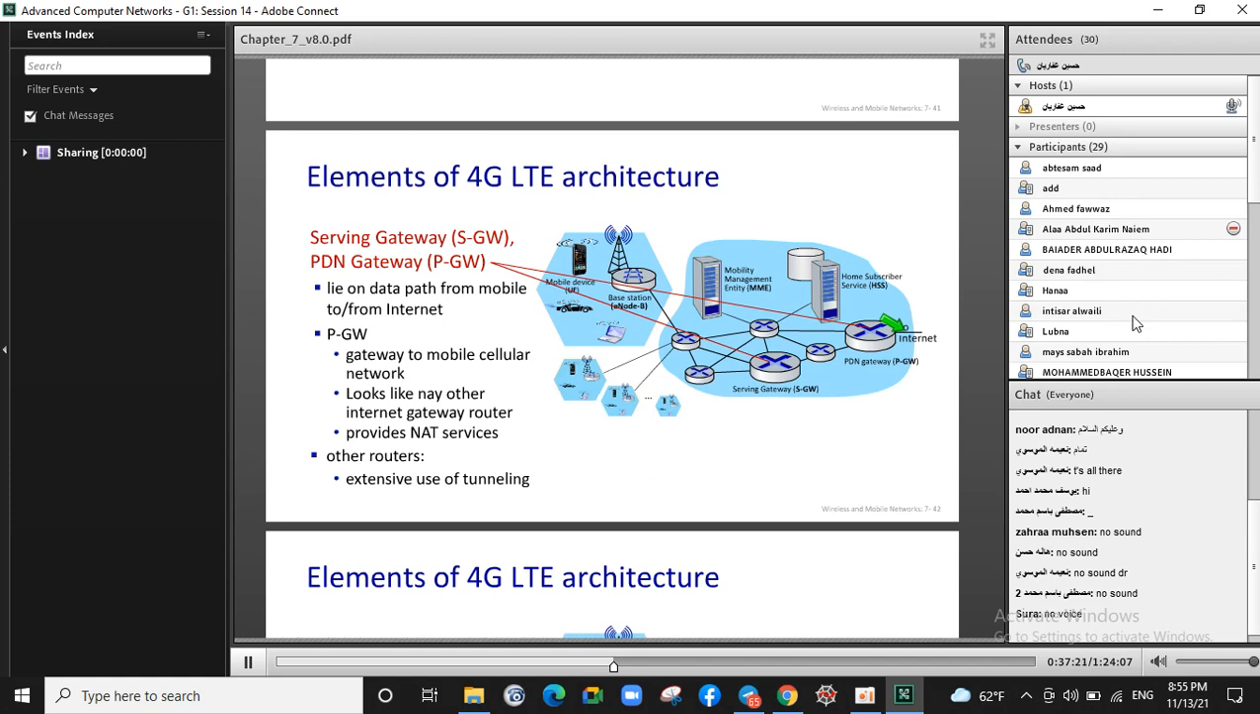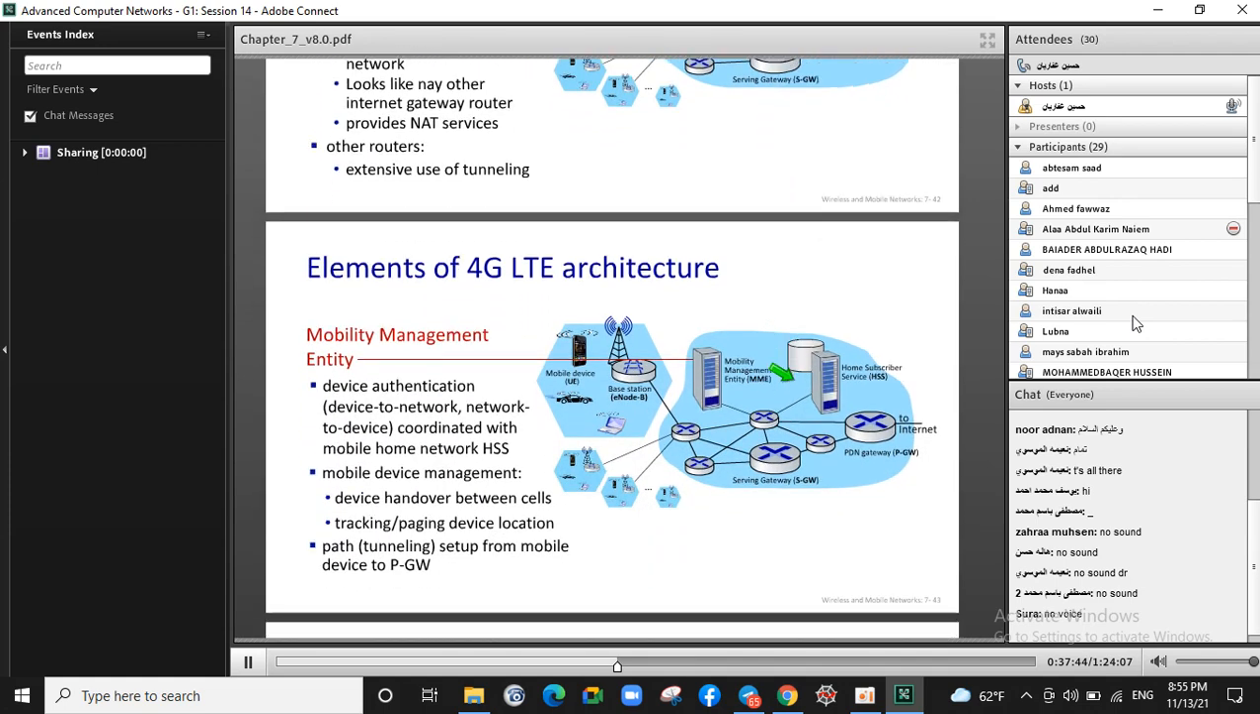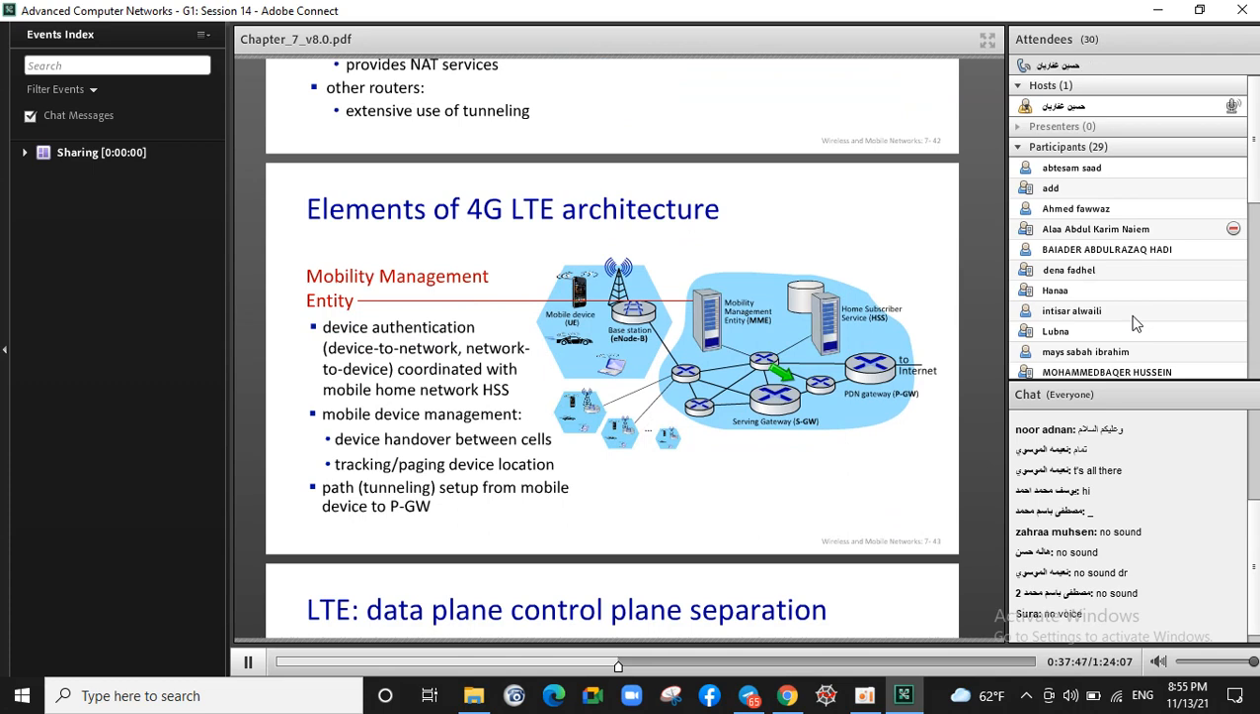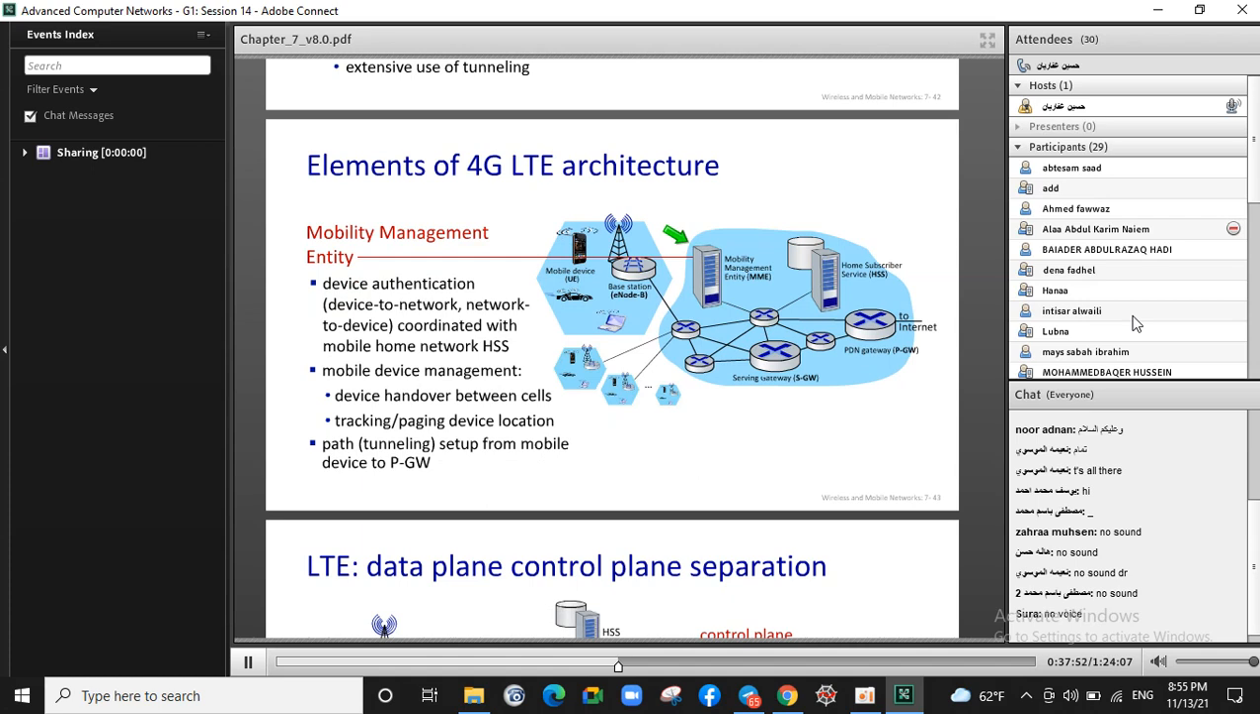The Home Subscriber Service, we talked about this one, and also we talked about the gateway toward the internet, the serving gateway and PDN gateways. We said that if you want to make a phone call, you should use those gateways connecting toward another server, using a tunnel, something like that.